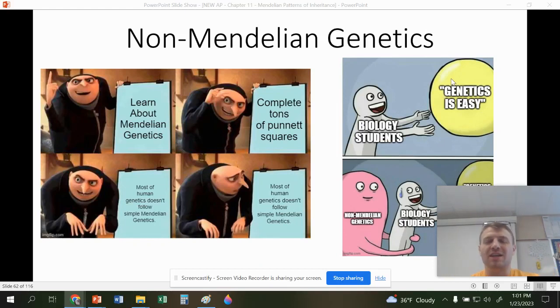Now we're going to step into the new part of this chapter. The first part really looks at Mendelian genetics and how things follow simple rules. At the end there, you saw that things started not to follow Mendel's simple rules and what you learned in your 9th and 10th grade biology class. Those concepts and ideas do still apply to all of genetics. However, not everything follows those simple rules.